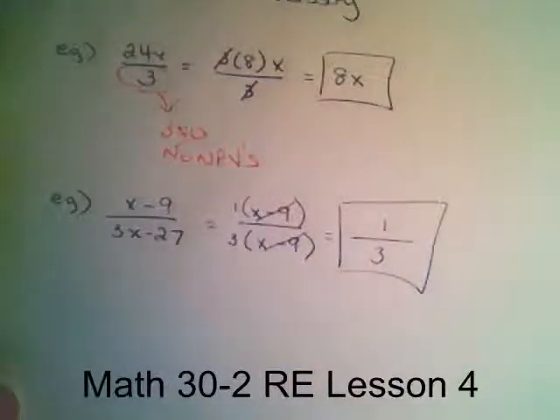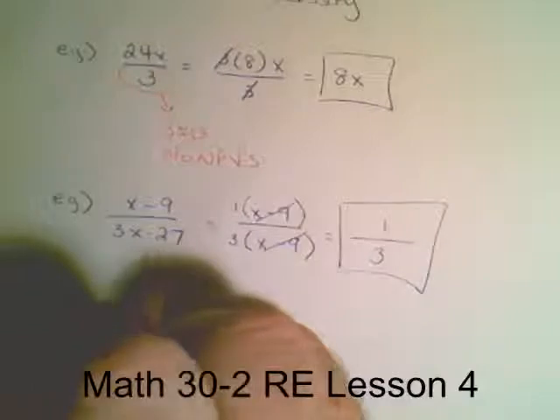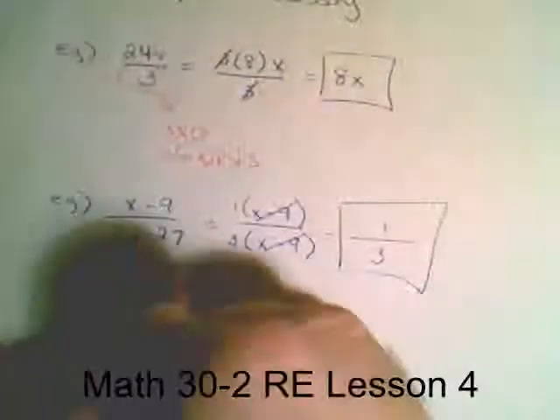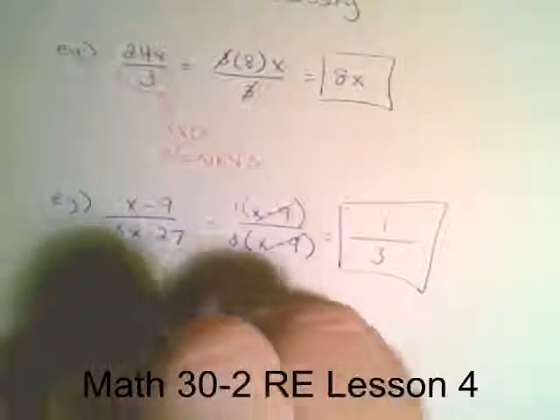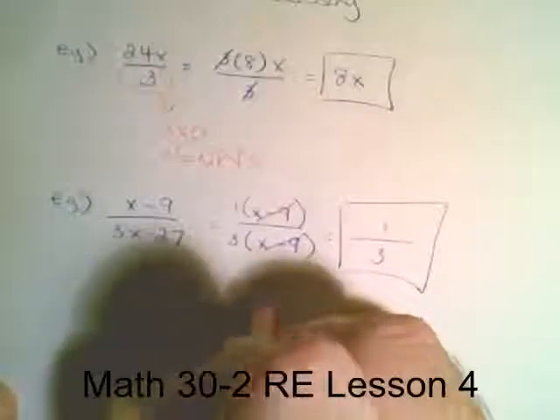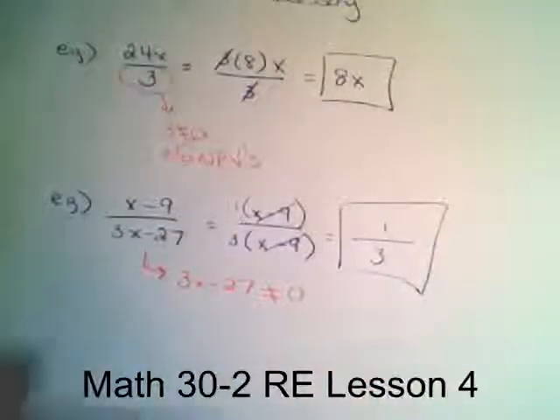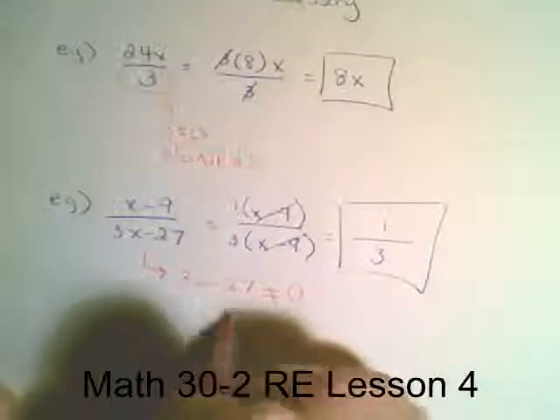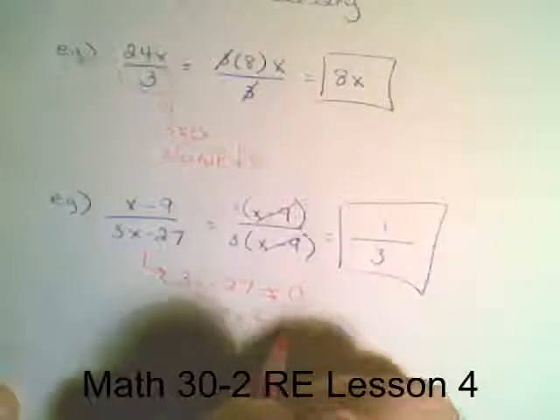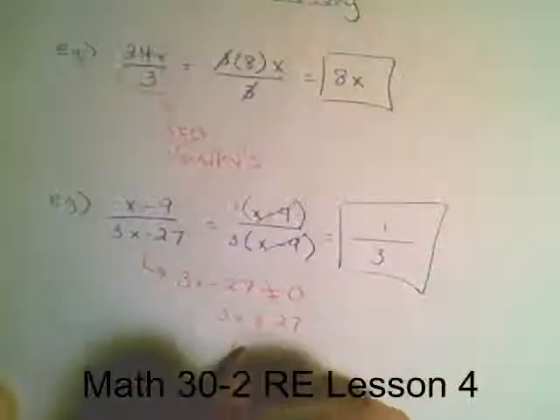That's what this is telling you. It doesn't matter what x is, because it reduces, and x is irrelevant in that. The only other thing you need to do is look for non-permissible values. Now, non-permissible values always come from the unsimplified form. So you have 3x minus 27 cannot equal 0.